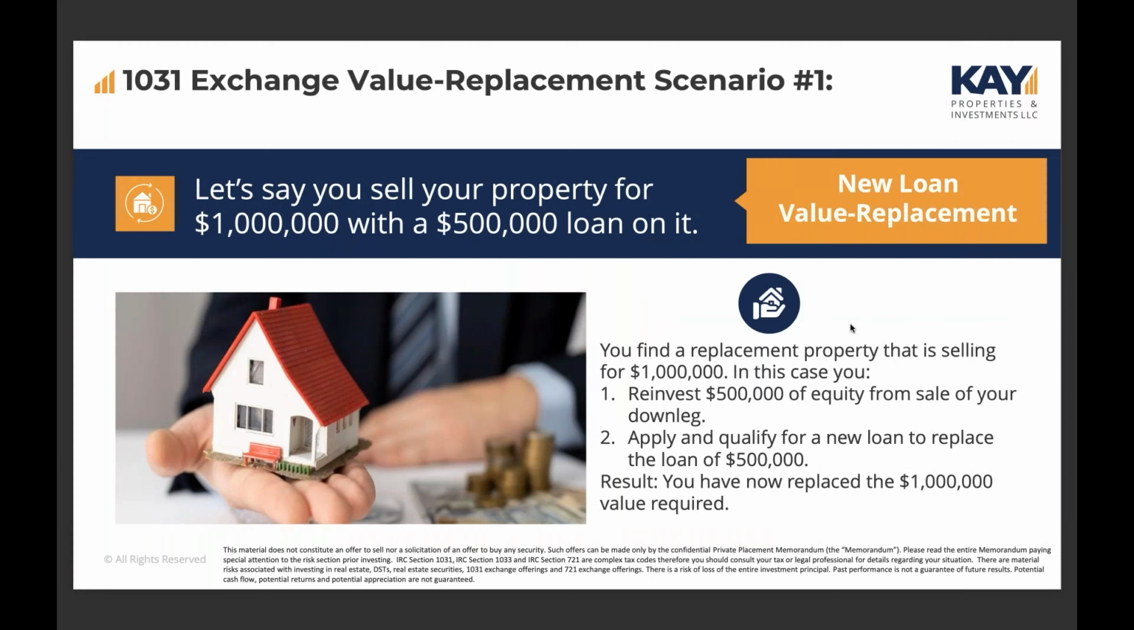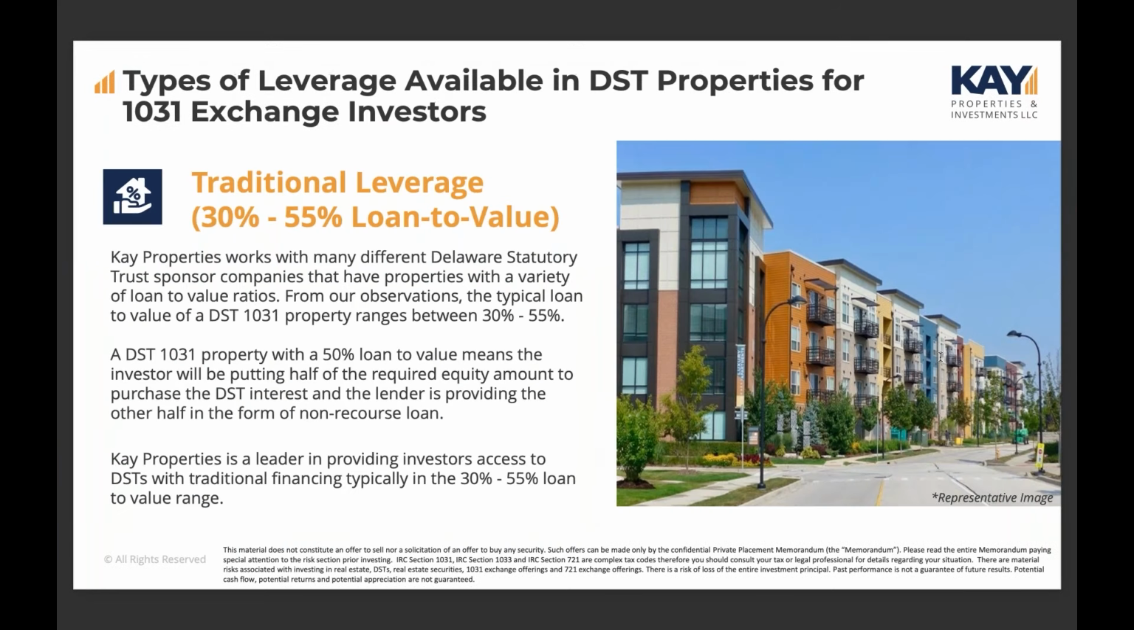A few examples here. Let's say you sell your property for $1 million and you have a $500,000 loan on it. That's a 50% loan to value. So after you close, you have $500,000 of equity to allocate to your 1031 exchange because you paid off a loan of $500,000, and we need to now replace that. So we can look at DSTs that have 50% loan to values, put $500,000 into that DST, and now you bought $1 million worth of property.